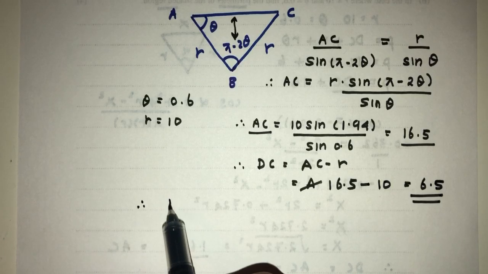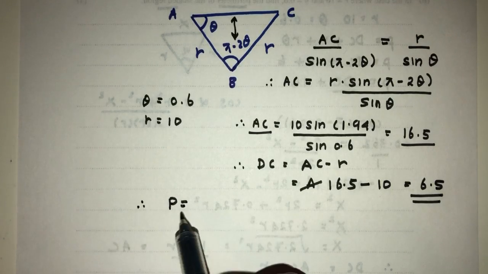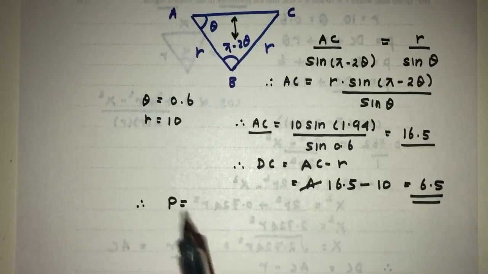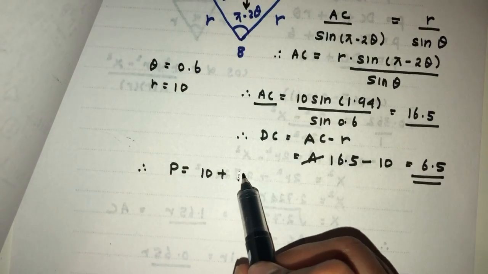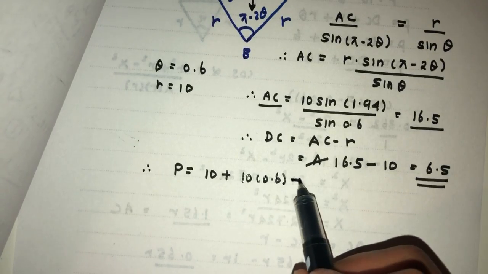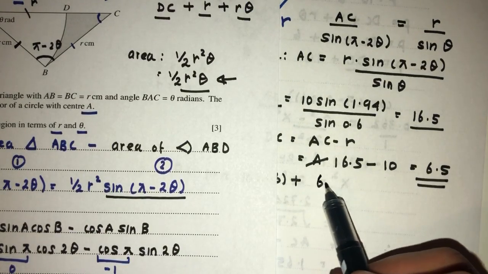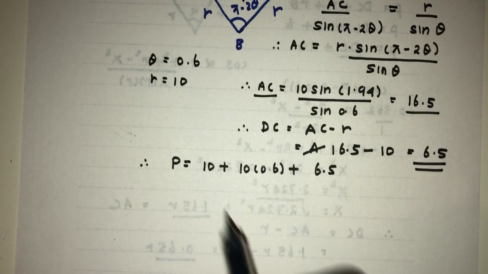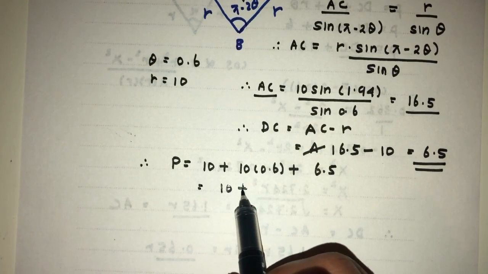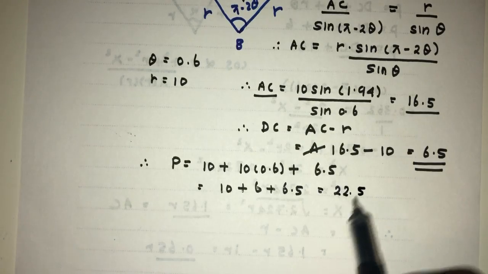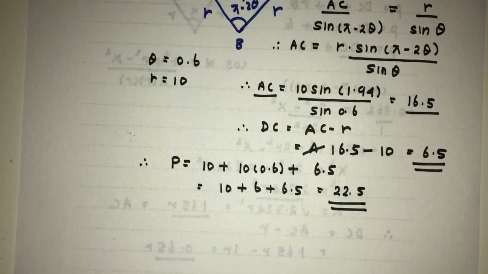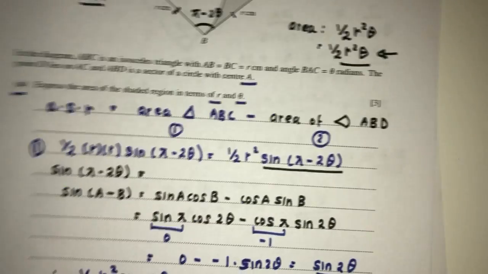And finally, the perimeter is simply given by BC, as you can see on the diagram. It is BC, which is R, 10, plus BD, which is the arc length, which by formula is R theta. R is 10, theta is 0.6. Then plus DC, which is 6.5. That is also going to give you the same value, which is 10 plus 6 plus 6.5, also 22.5. As you can see, there are many ways of doing the same question, but that will give you the same answer for the perimeter.